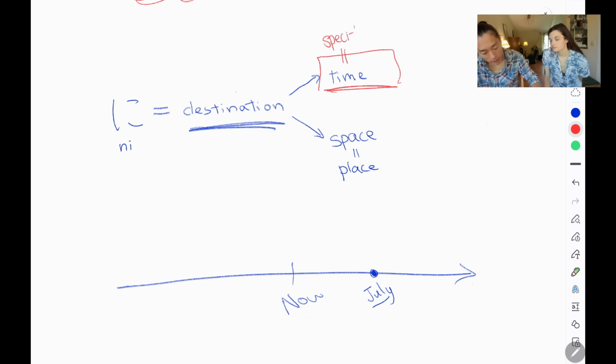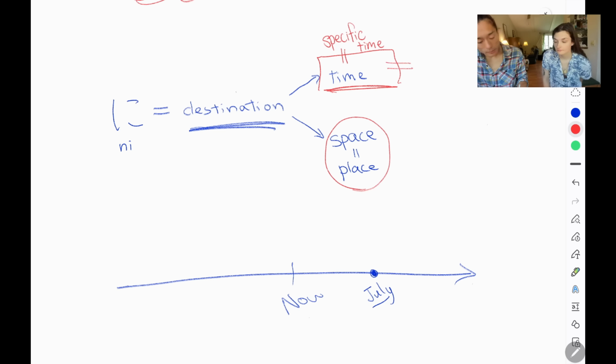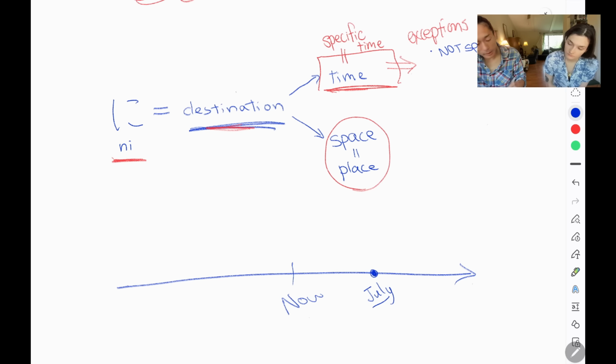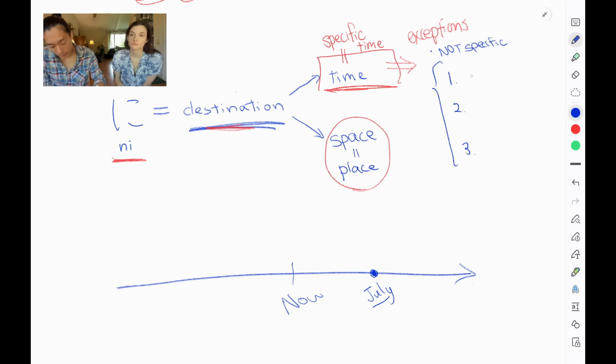We use ni for specific time. And then for destination place, it's a specific place, right? In terms of time, we do have some exceptions. When there are time-related words that are not specifically just one destination of time, those are exceptions where we cannot put ni. First one is the question word when, which is itsu.